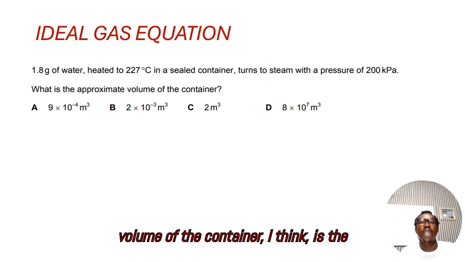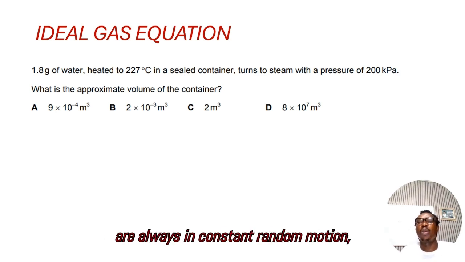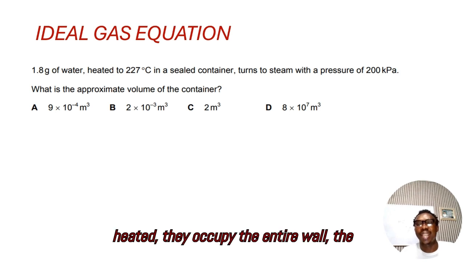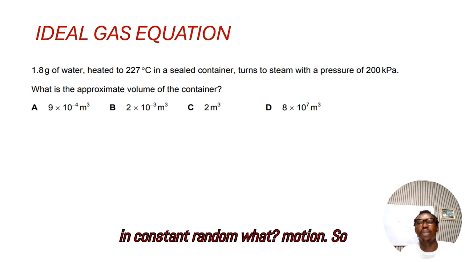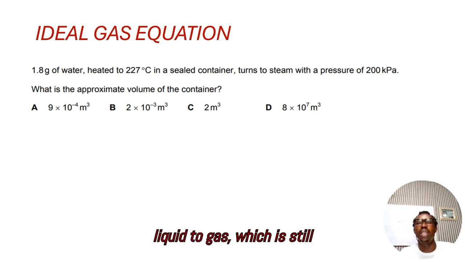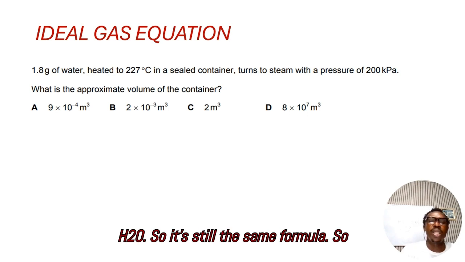The approximate volume of the container, I think, is the volume of the gas, because gas molecules are always in constant random motion, colliding with themselves and also with the walls of the container. So once heated, they occupy the entire container, because they are always in constant random motion. So basically, just a change of state from liquid to gas, which is still water. Water, steam is H2O. Water as liquid is H2O. So it's still the same formula.